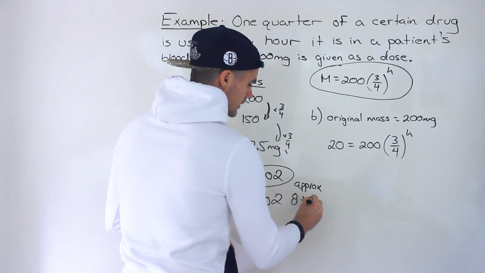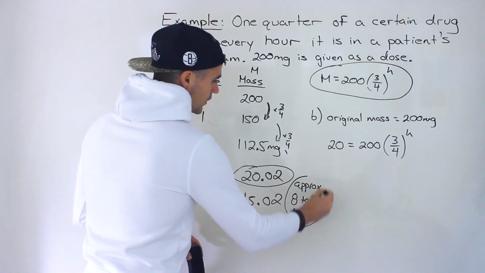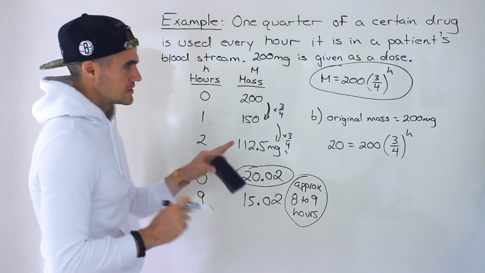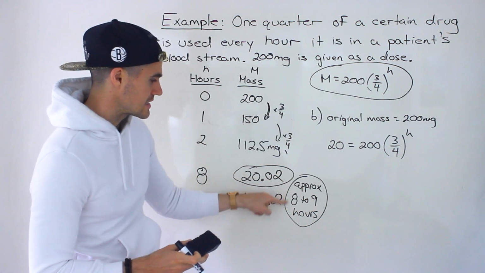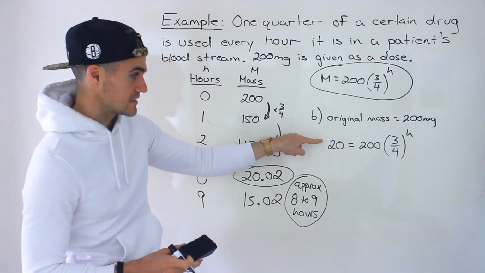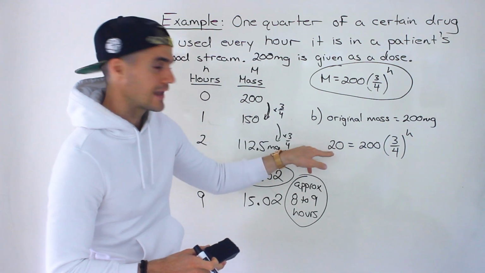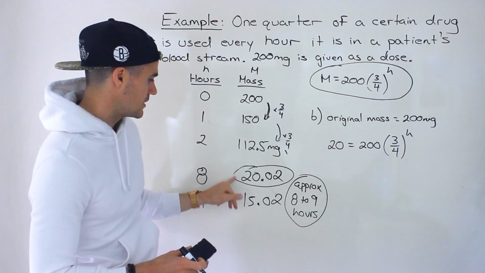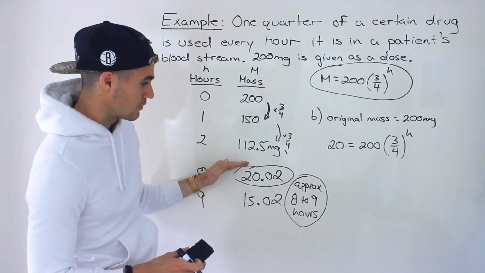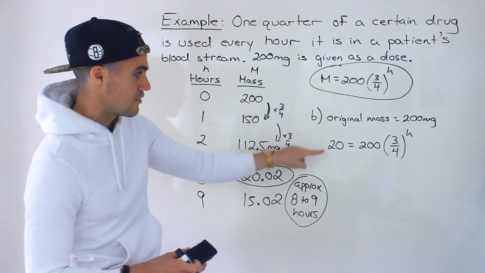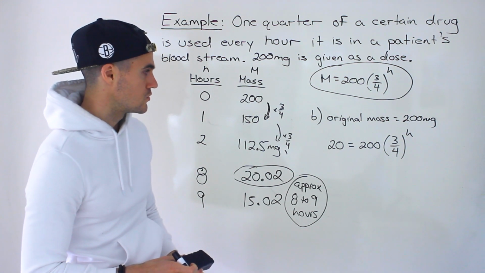That's why there was an "approximately" there, because they probably just want you to do it with trial and error. Just continue to plug in a bunch of numbers until you get to less than 10% of the initial dose. The initial dose of 200 means 10% is 20, right? So it's between 8 and 9 hours where they'll be crossing that 20 milligram mark, right? So that's the answer to part B.